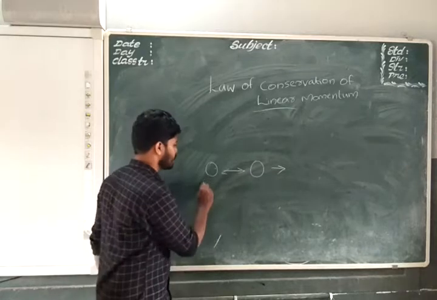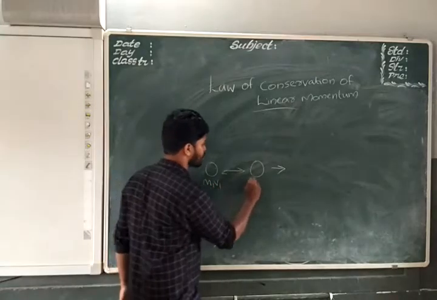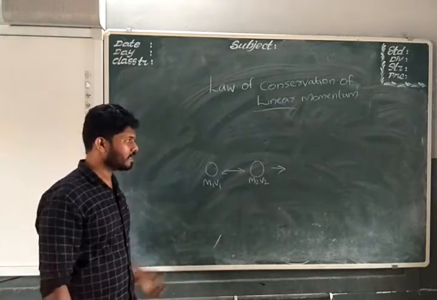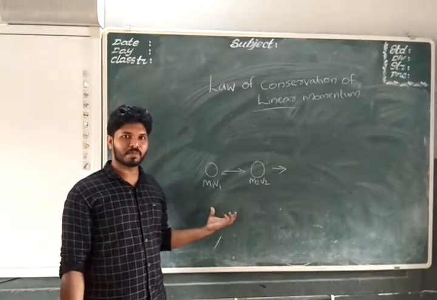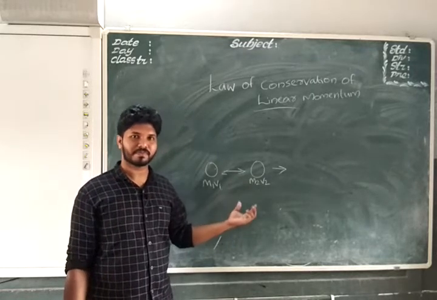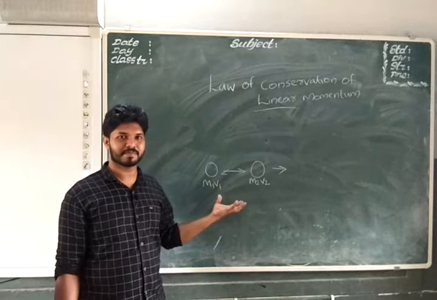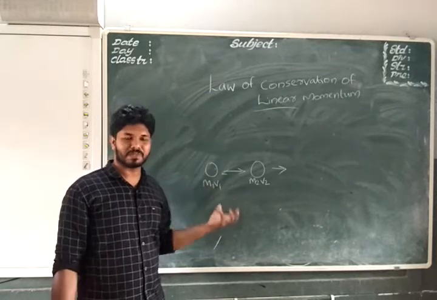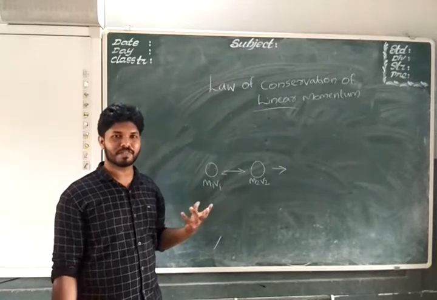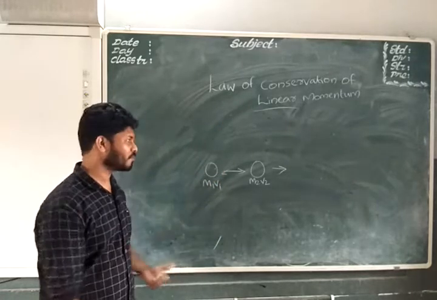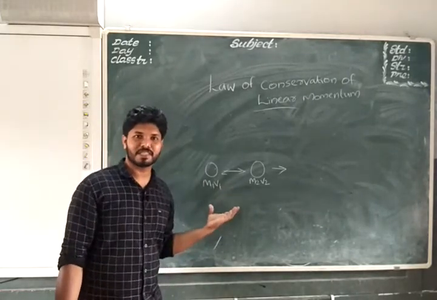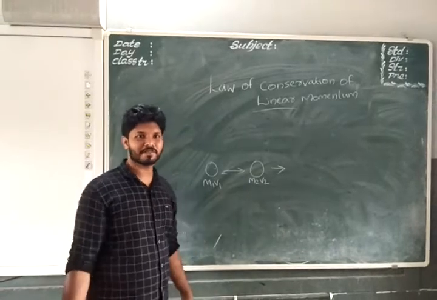That is, if here it is m1 v1 and if here it is m2 v2, the total linear momentum of the bodies will be m1 v1 plus m2 v2. That's the total linear momentum. That is a constant always. That is what the law of conservation of linear momentum states. In other words, linear momentum before collision is equal to linear momentum after collision.